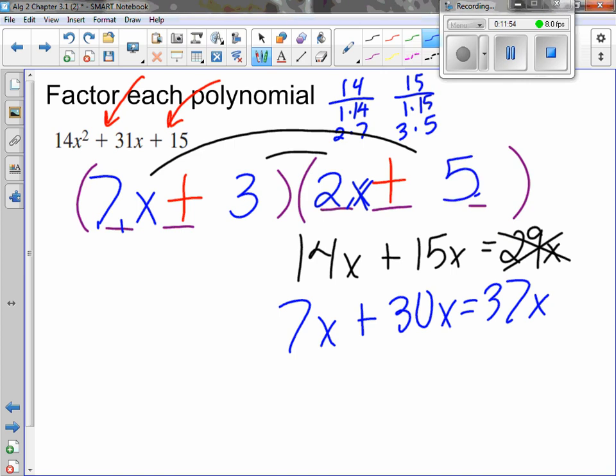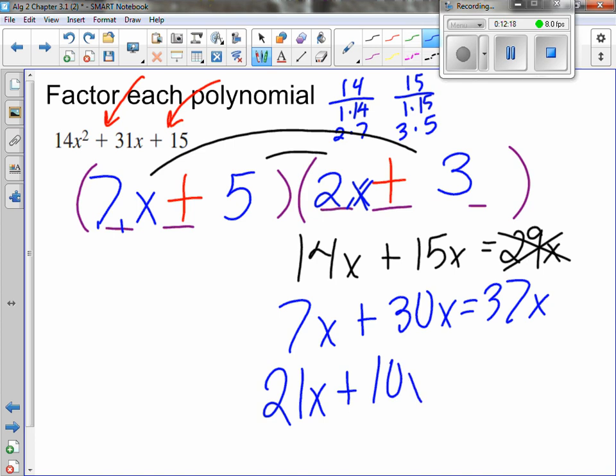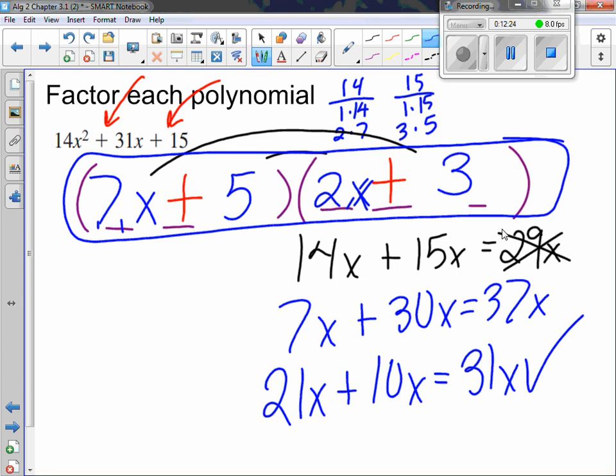Well, 7 times 5 is what? Okay, well, we can stop there. 5 and 3. 7x times 3 is 21x, yes? 5 times 2x is plus 10x, which is 31x, and that's it.